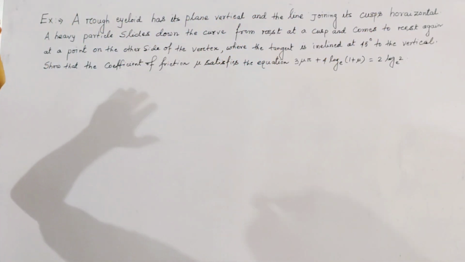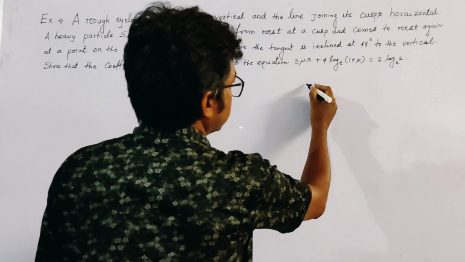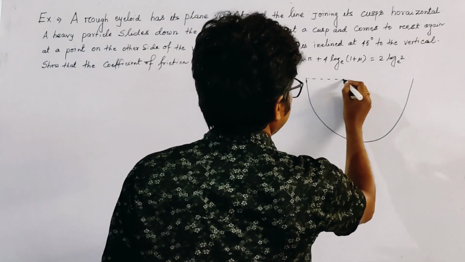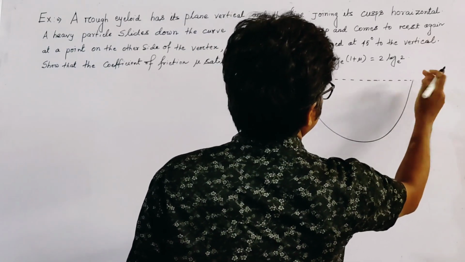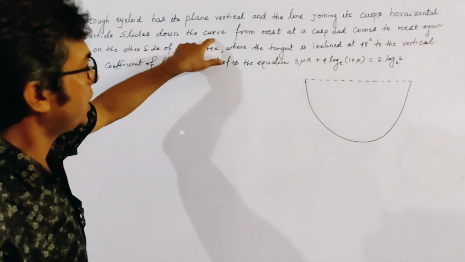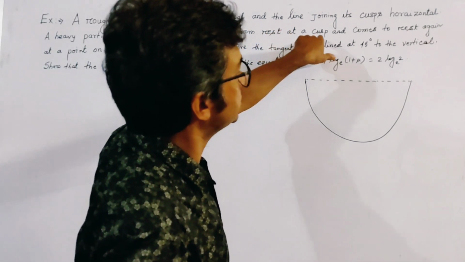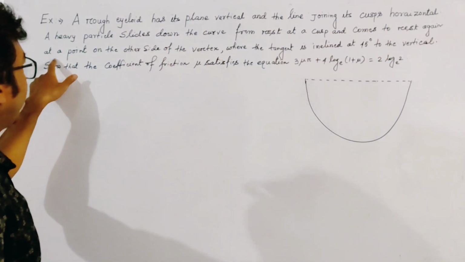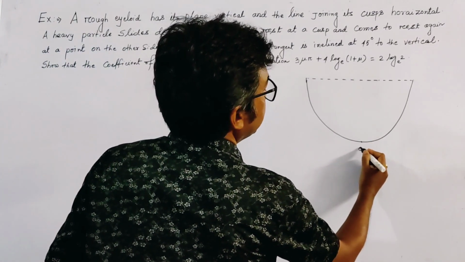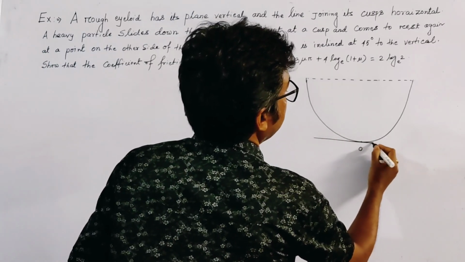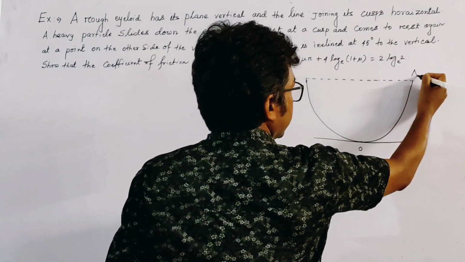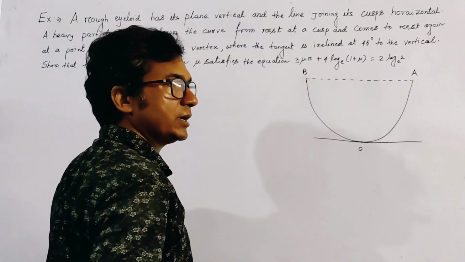Okay, so for the cycloid, we draw a rough sketch of the cycloid in which the cusps, if we join them by a straight line, it is horizontal. It is also said that a heavy particle slides down the curve from rest at a cusp and comes to rest again at a point on the other side of the vertex. This is the vertex O. We draw a tangent at the vertex, and this is also a horizontal line. Let the cusps be A and B.